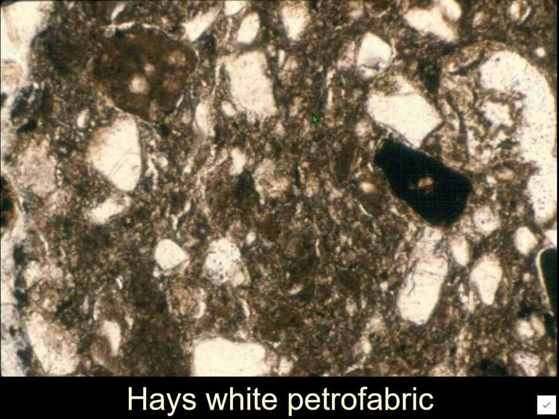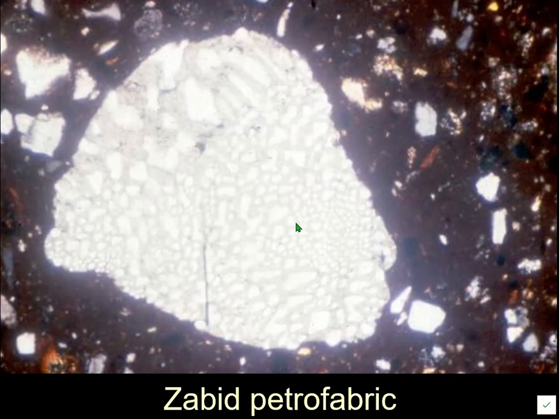Here's another bit of the white fabric with quartz and possibly some feldspars, and the occasional bit of opaque. And this is the Zabid petrofabric. And there, again, will be some basalt. It's hard to get away from basalt on the Tihama, because the mountains are mostly made of basalt. They're from the opening of the Red Sea and large flows of basalt that opened when the Red Sea opened.